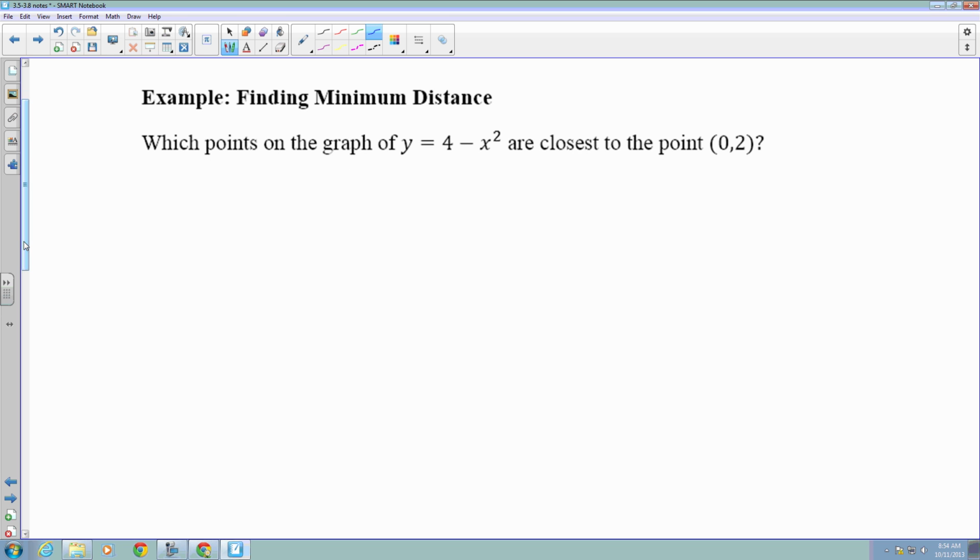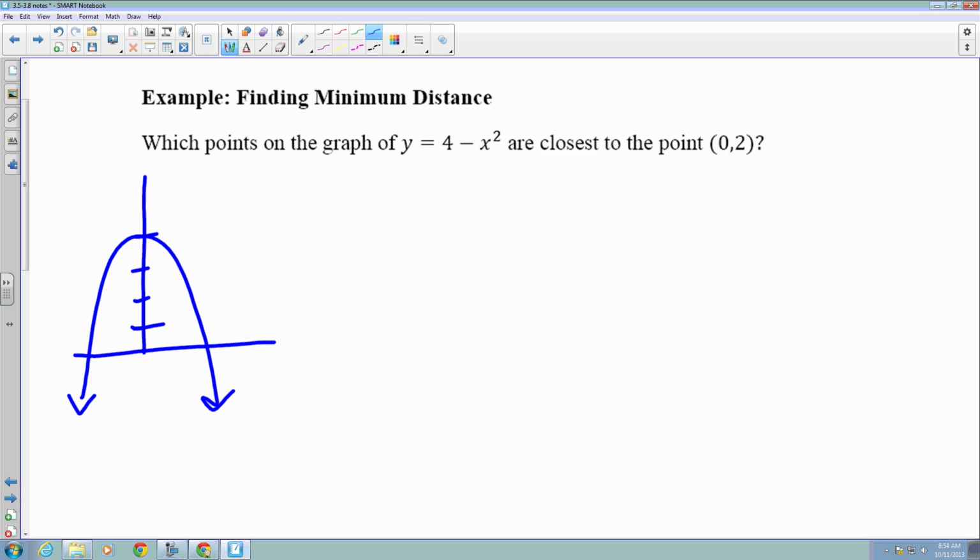Which points on the graph of y equals 4 minus x squared are the closest to the point (0, 2)? All right, so here's our equation, 4 minus x squared. We want to know what point is closest. Here's our (0, 2).